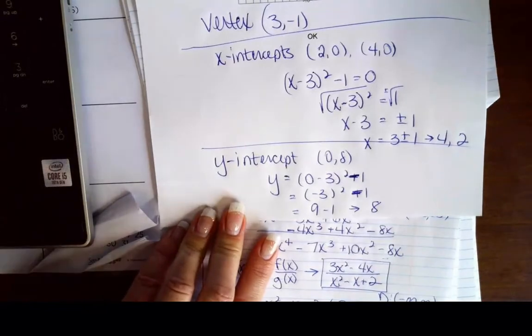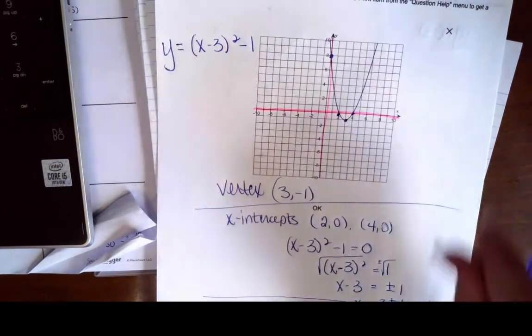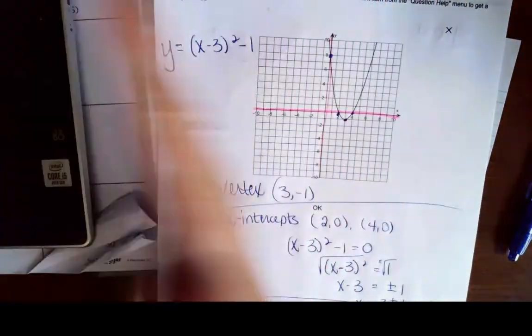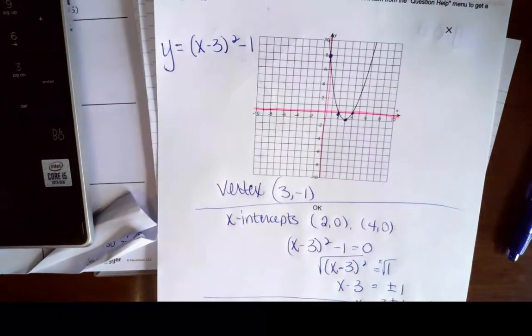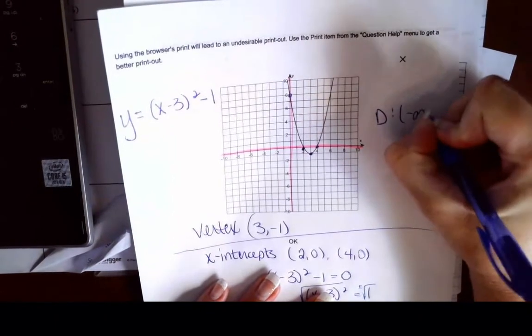What else do I need to know? I need to know my domain and my range. So looking at the picture, how far left is this thing going to go? Well, it's going to go left forever. How far right is it going to go? It's going to go right forever. So your domain on this is going to be all real numbers.